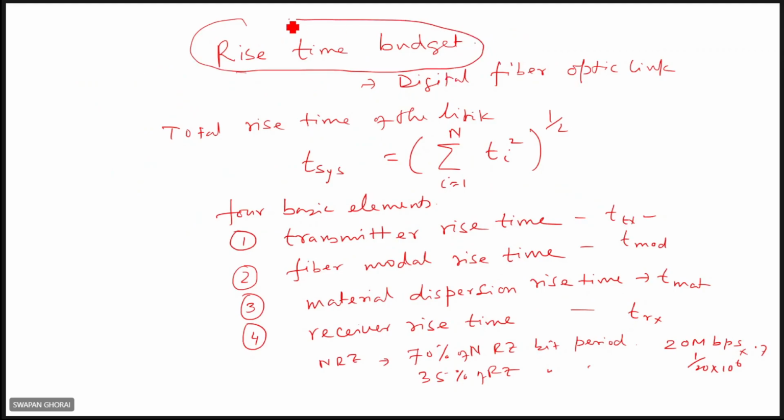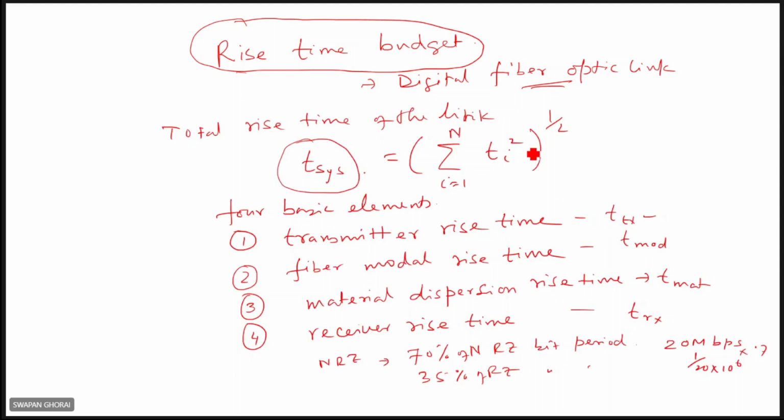Rise time budget analysis is essential for digital fiber optic links. What is the principle of this rise time budget analysis? What things are considered here? In the rise time budget analysis, generally used for digital fiber optic links, the designer first considers the total system rise time, T system. What is that? Total system rise time, you see it.